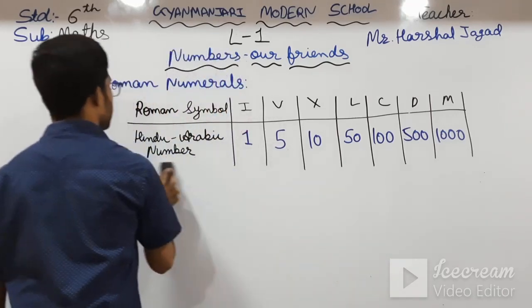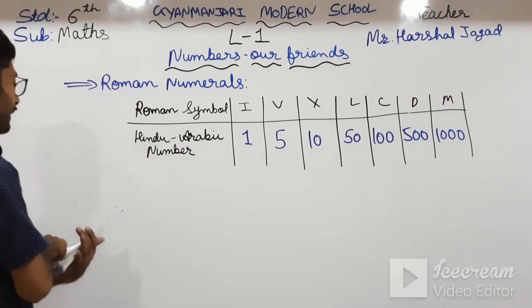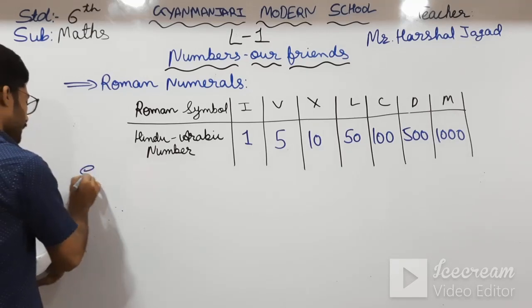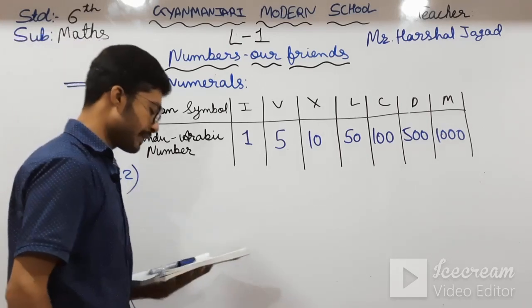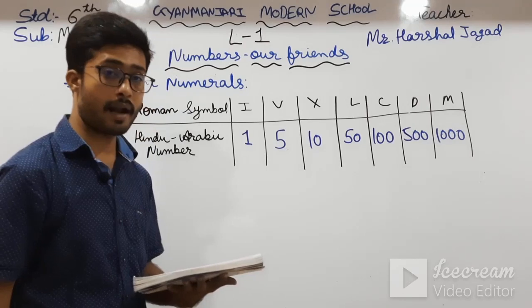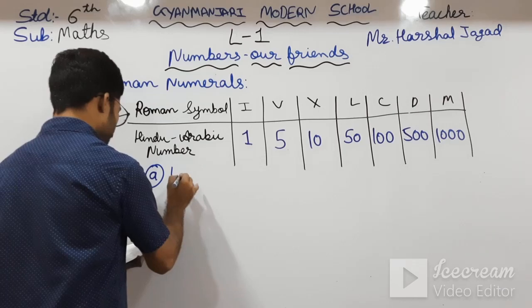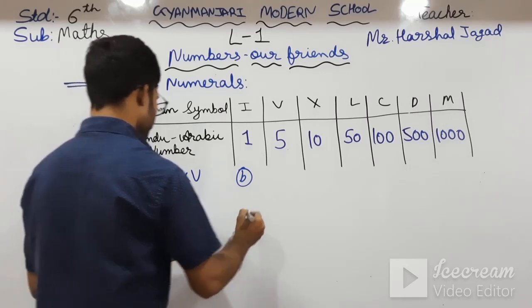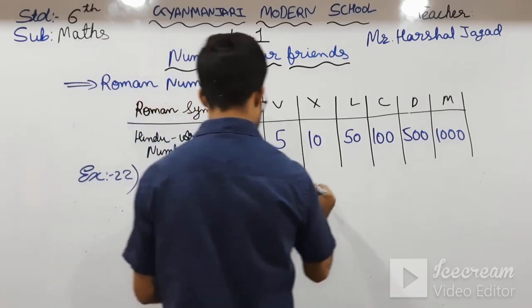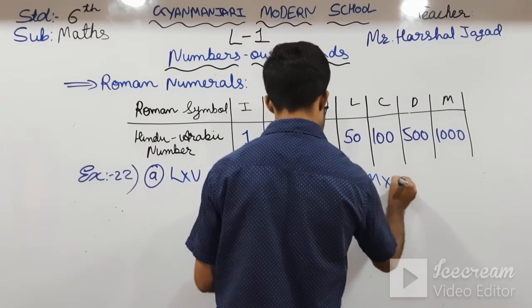Now we will start with example number 22. Example 22. What is the example? Express the given Roman numerals into Hindu-Arabic numbers. A is LXV. B is CD, and C is MCMXC.